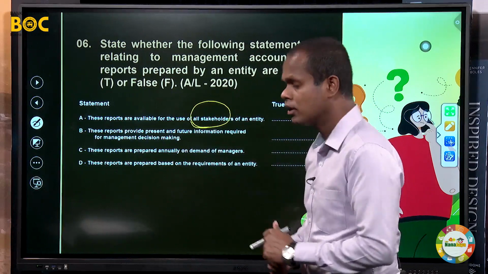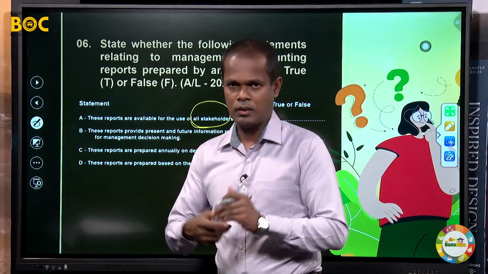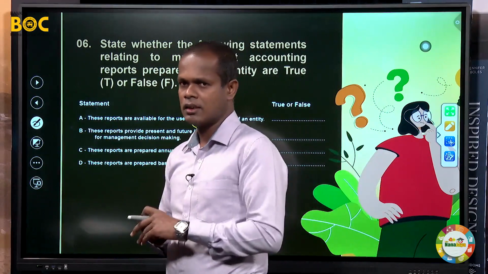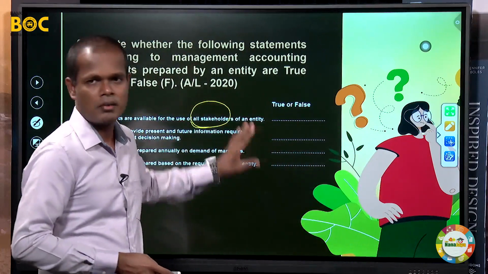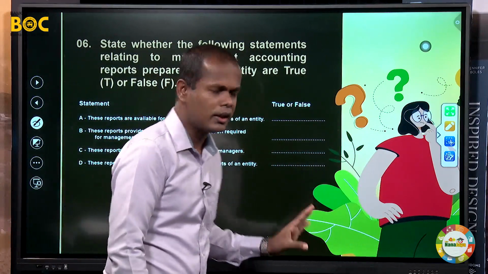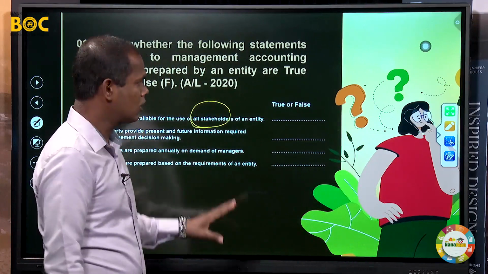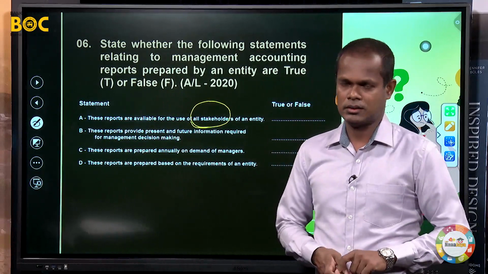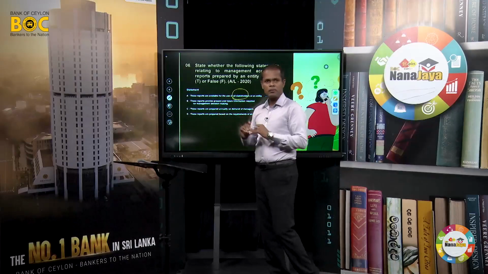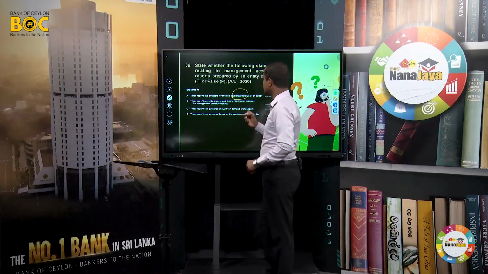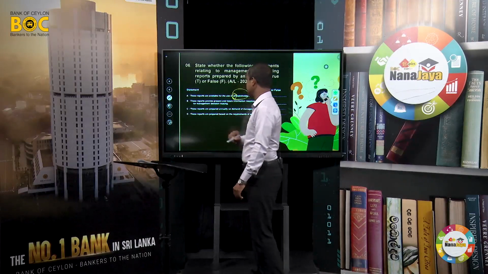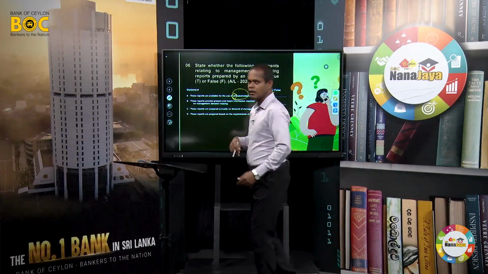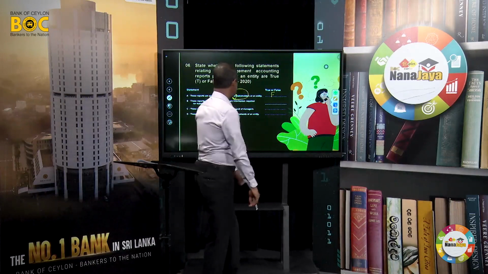As an example, if you take Bank of Ceylon, if you just log into the Bank of Ceylon website, I don't think you can see Mathura branch accounts. I don't think you can see Bumblebee branch accounts. I don't think you can see Anuradhapura branch accounts. Why? Those are management information. It's not available for external parties. We can't say all. It says all stakeholders. False. It's available only for internal parties.